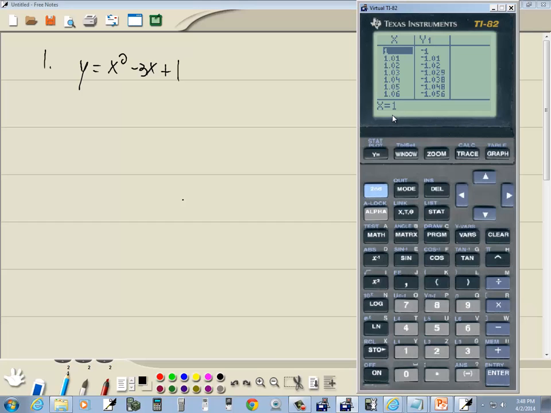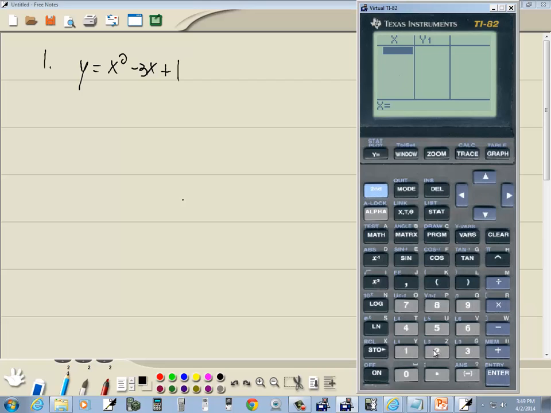If I go back to the table setup, second window, this is one of the nicest features, I think. If we come down here where it says independent, the independent variable is the x value, and we've got this set up on auto. I want to change that to ask. So I'm going to right arrow over and press enter on ask. And now if I go to table, second graph, there are no numbers. It's waiting for me to input numbers.